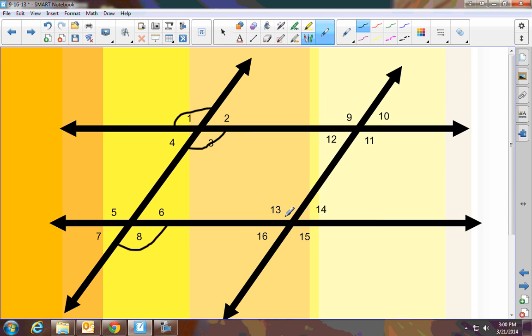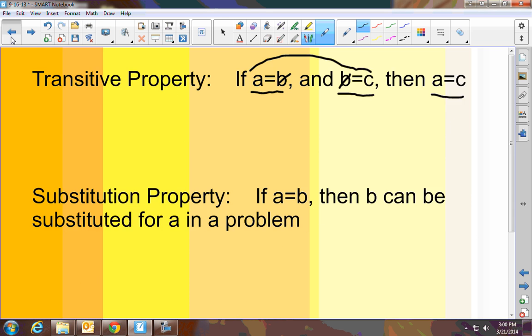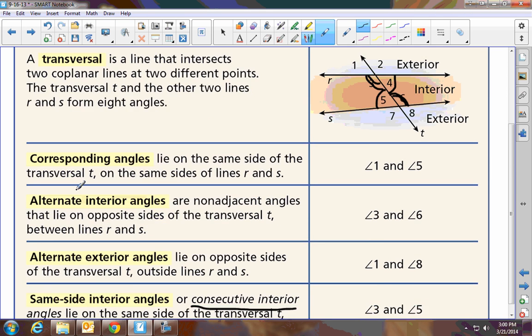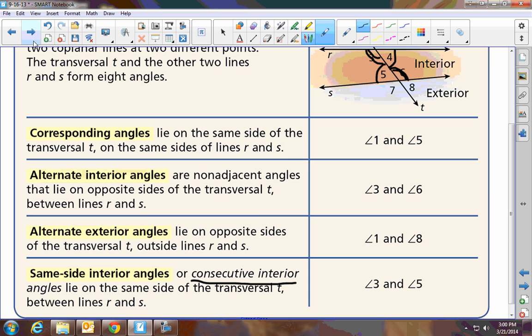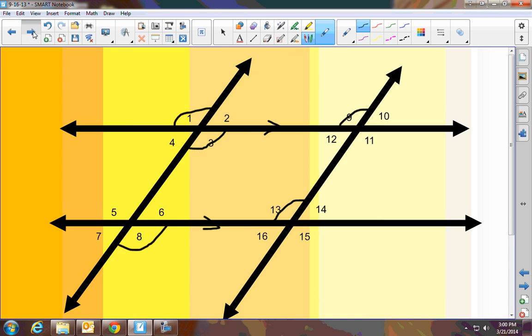So if I tell you that angle 13 is congruent to angle 9, that should tell you that, well, then these two lines have to be parallel. Okay? So the original statement says if two lines are parallel, then corresponding angles are congruent. The converse would just be the opposite. If these two angles are congruent, then we know the lines are parallel. And that applies for all of our relationship pairs, be it corresponding, alternate interior, alternate exterior, consecutive interior, exterior.